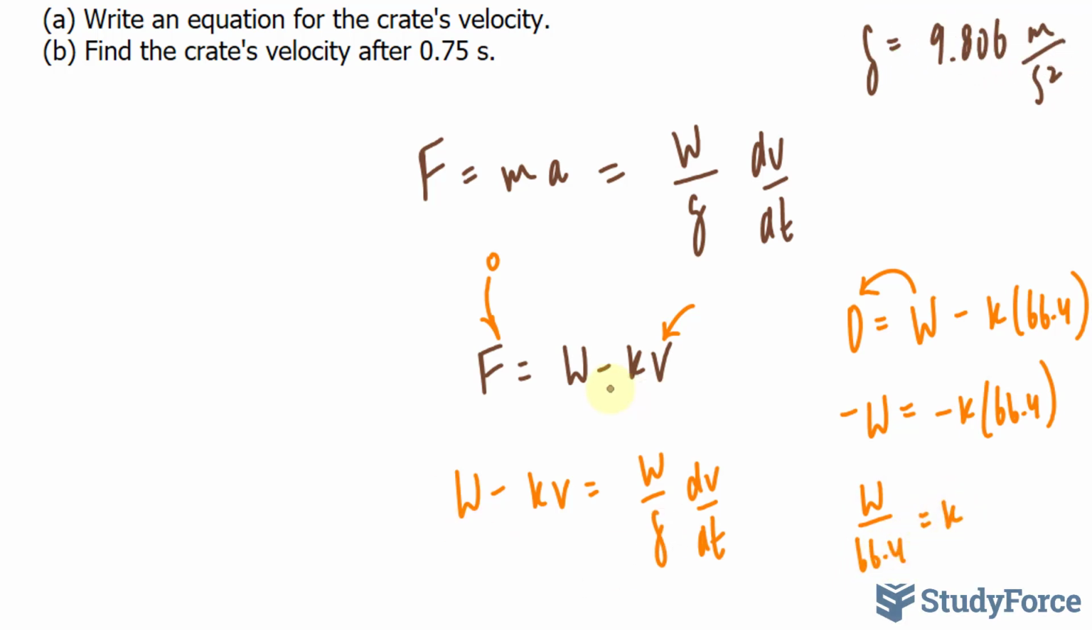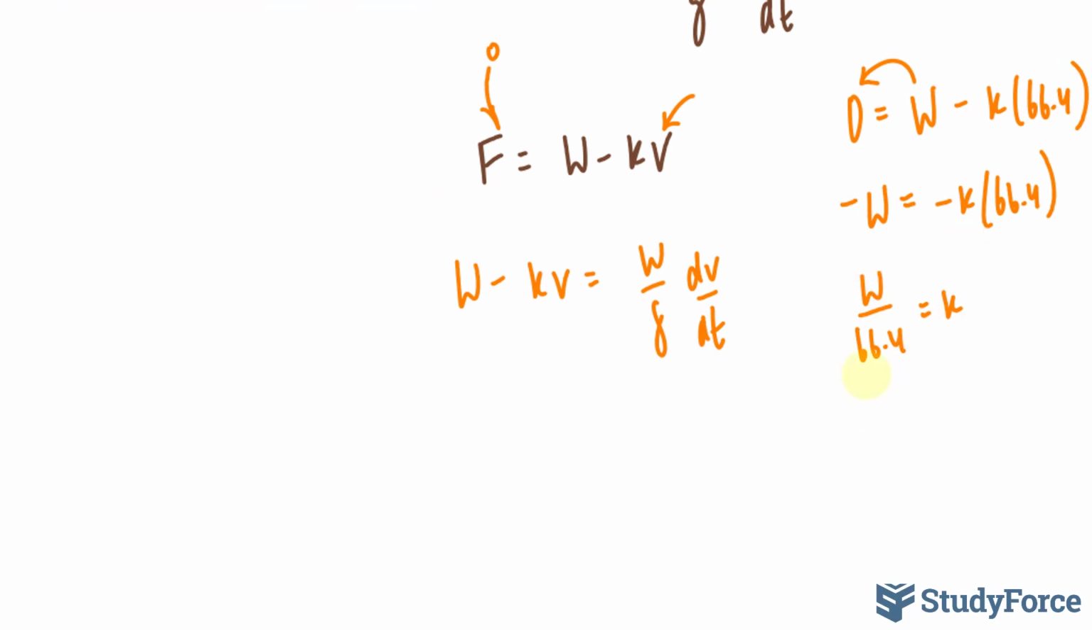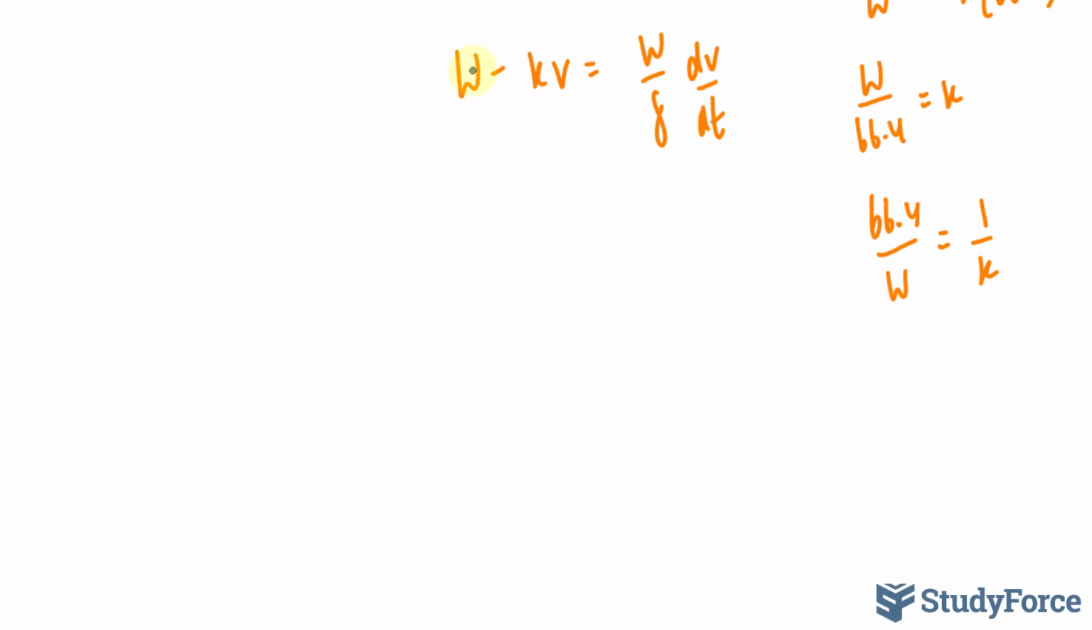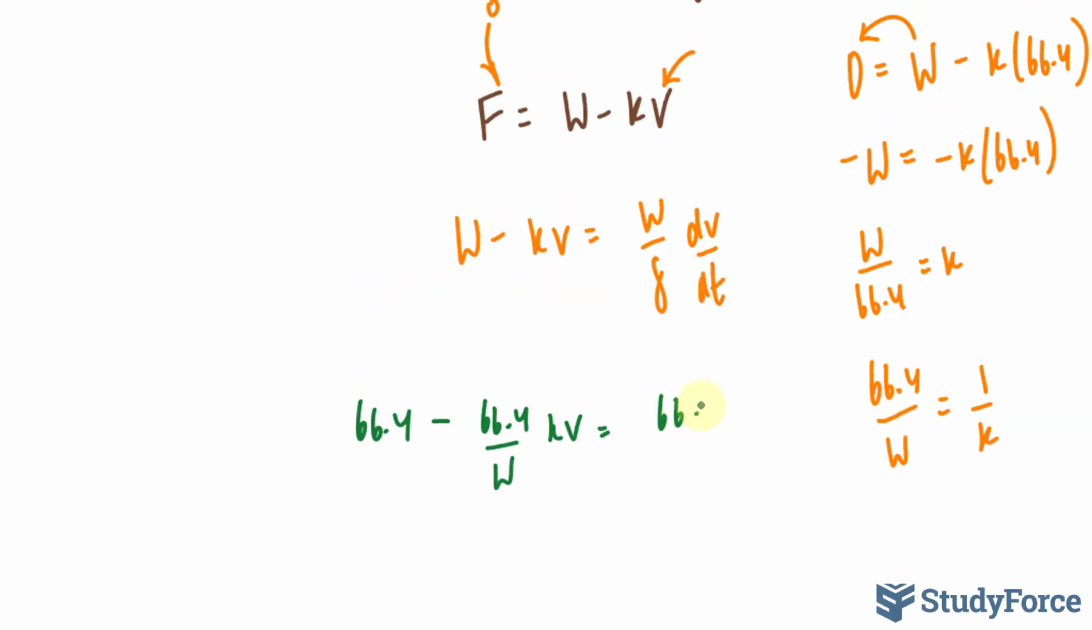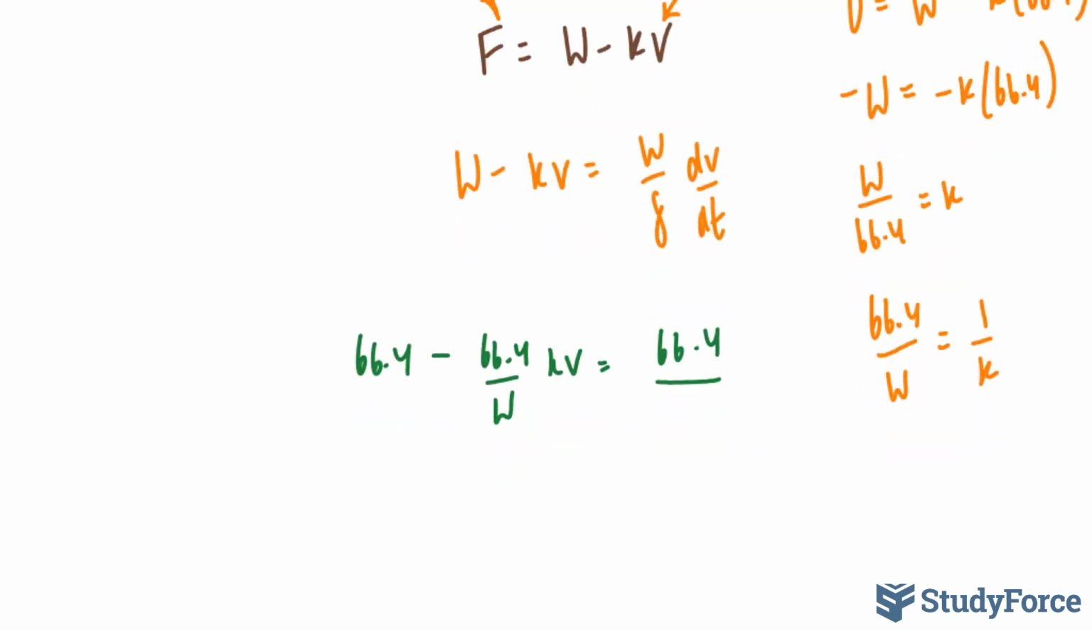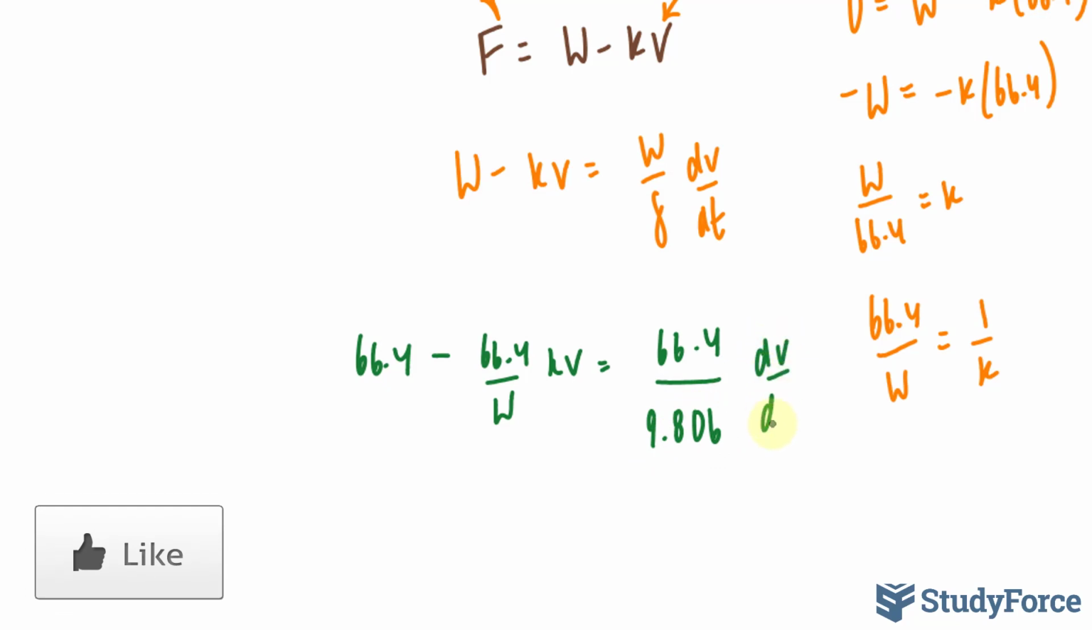Now, if I multiply my differential equation by the inverse of this equation, in other words, we have 66.4 over W is equal to 1 over k. So multiplying the left and the right side, here's what happens. The W will cancel out when multiplying this with this. We end up with 66.4 minus this term times this term gives me 66.4 over W times kV. On the right side, I'll end up with 66.4. The W's will cancel out, and the g I'll replace with what it is, which is 9.806 dv over dt. Now I want you to focus on kV over W.